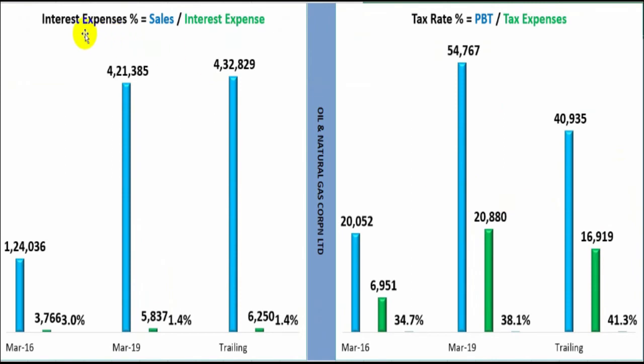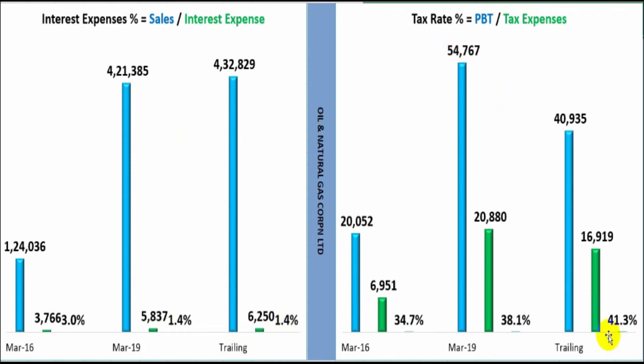Interest cost or finance cost as a percentage of total sales was very low at 3%. The company is in a very good state that it can very easily pay off its finance cost. In March 19, on total sales of 4,21,000 crores, the company's interest cost was just 5,800 crores. That was just 1.4%. Even in the recent 12 months, the overall interest cost is just 6,250 crores, which indicates that the company's debt position must be very low. The company's overall borrowings will be low. That is why the interest cost is low when compared to the total sales, which is just 1.4%.